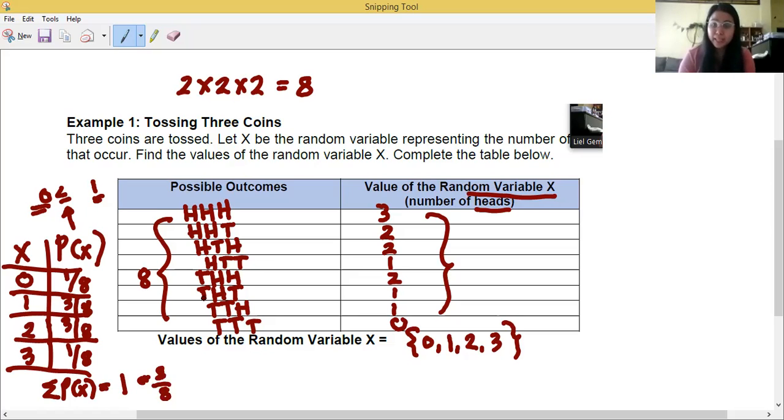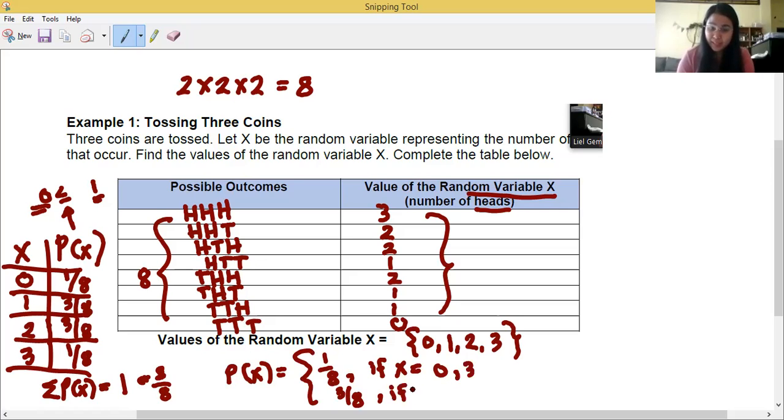How do we write this in a piecewise function? We say P of X equals, it can be 1/8 or 3/8. When is it 1/8? If X is equal to 0 or 3. When is it 3/8? If X is equal to 1 or 2. Then the last part of this lesson is to draw a histogram.